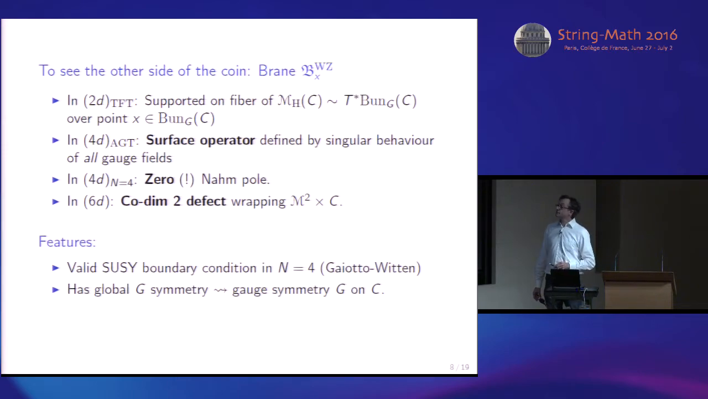And in six dimensions, the same gadget is what is referred to as a codimension-2 defect, which wraps both the Riemann surface C and a two-dimensional submanifold of the 4D space that we have been considering here. Let me notice that this is a valid SUSY boundary condition, as classified by Gaiotto and Witten. And I already mentioned that whereas the principal Nahm pole leading to the brane of opers had the global symmetry broken to a trivial one, here we have it fully intact, which will lead to gauge symmetry.